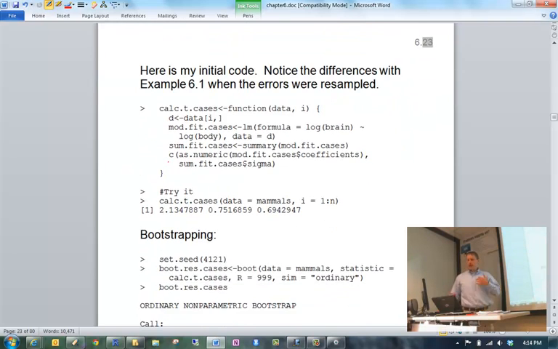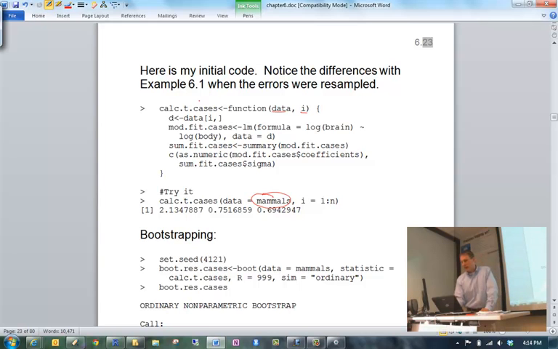Anyway, so I have to now construct a calc.t-like function, what we've done before. So I'm going to have calc.t.cases, just to differentiate it from what we had earlier. I'm going to pass in my data and my indices just like usual. But what I'm going to pass in here is my actual data set. Back when we were doing model-based resampling, we would pass in these residuals, and we had a vector of these modified residuals, mean-adjusted modified residuals. We had a vector of them.